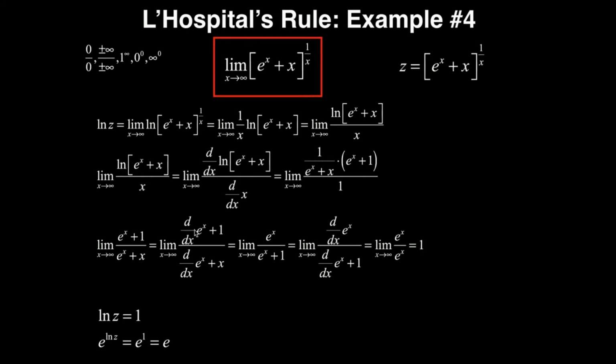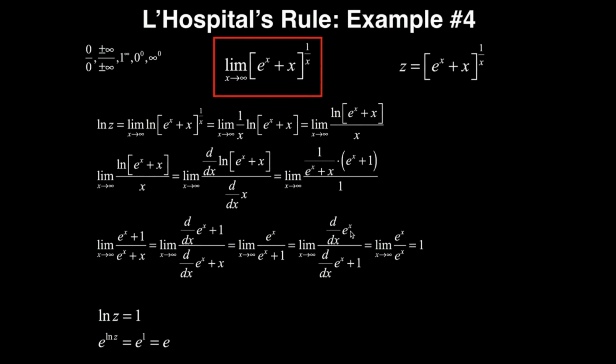So take the derivative of e^x + 1. That's just e^x. All right? What's the derivative of e^x + x with respect to x? Well, that's e^x + 1. Now we're still in indeterminate form because if we plug in infinity, we have, again, infinity over infinity. So guess what? We do L'Hopital's rule once again.